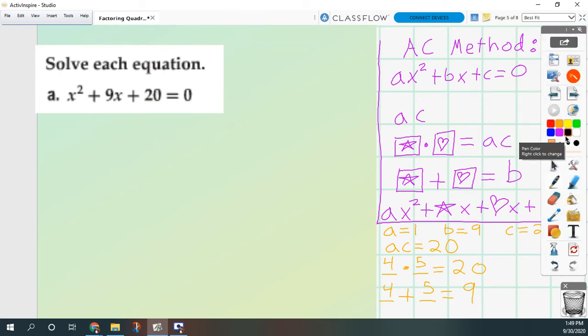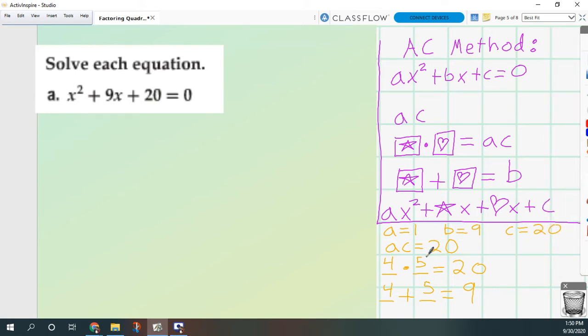Now, the better we get at these and the more we do them, you'll be able to just see those numbers that work much faster. But until you get there, go ahead and, like I did, work through all of the factors of the number you get by multiplying a times c and figure out which two work. Now, like I said before, we're going to take those two numbers and break apart our middle term. So I'm going to write 4x plus 5x, and I'm going to substitute that in for my 9.